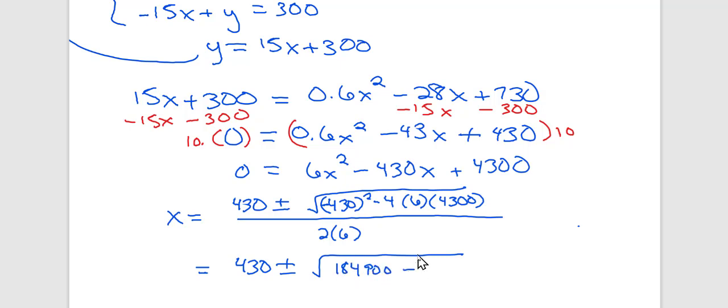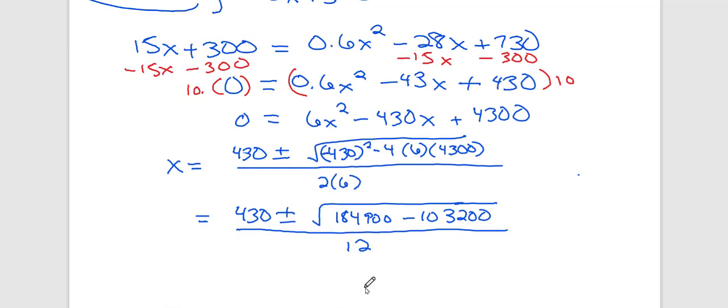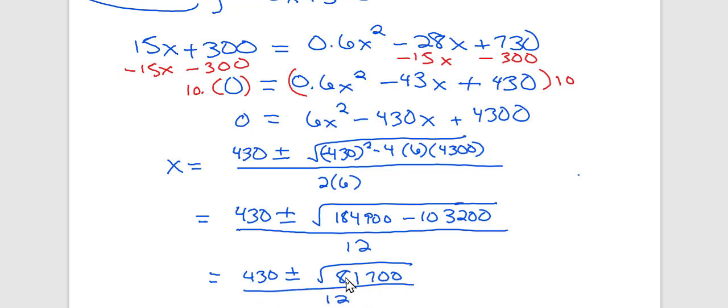184,900 minus, let's put that in, 4 times 6 times 4,300 is 103,200. I was getting a little nervous there. I was thinking that number might be super big and bigger than what we got. I don't want a negative inside that root. 184,900 minus that answer is 81,700, all over 12.